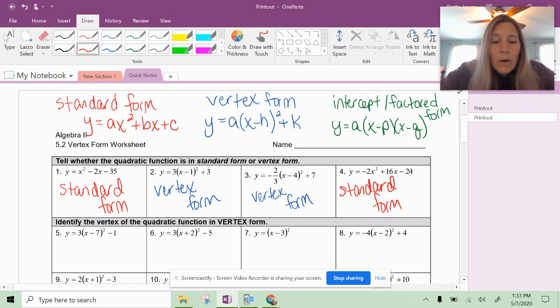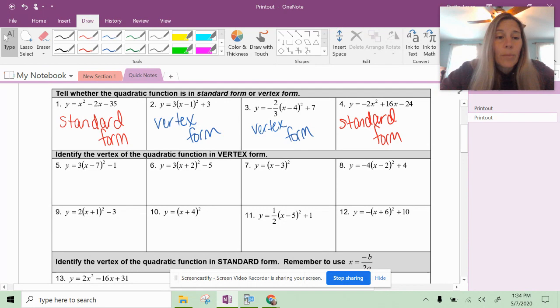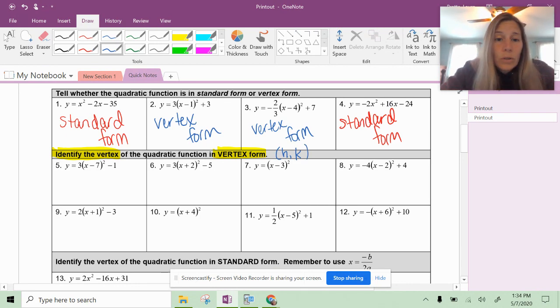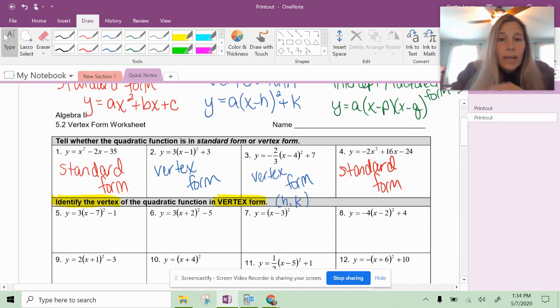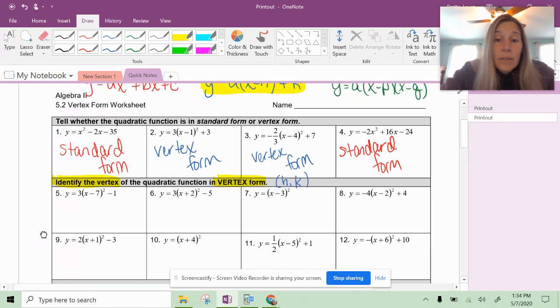Okay, so now moving down 5 through 12, we're just going to review what we've been doing the last couple days. And all it wants us to do here is identify the vertex. And since they're all in vertex form, the vertex, remember, is just the h and the k. Remember, and we can scroll back here to take a peek at our equation again. When we're using this vertex form, remember the h, you always have to do the opposite sign of what you see there. And the k, you keep the sign that you see.